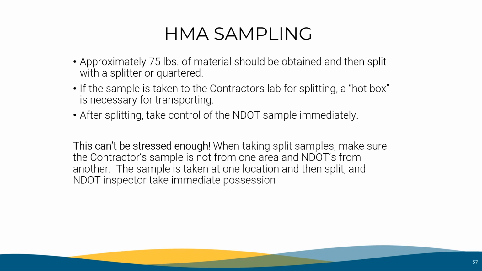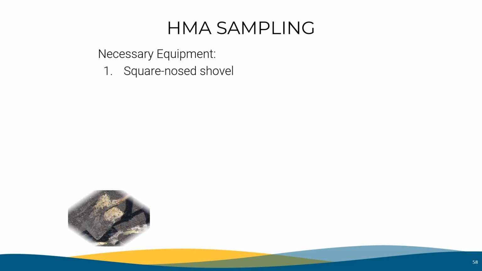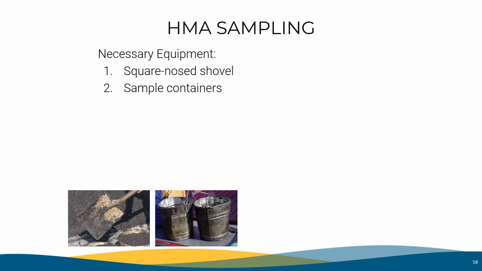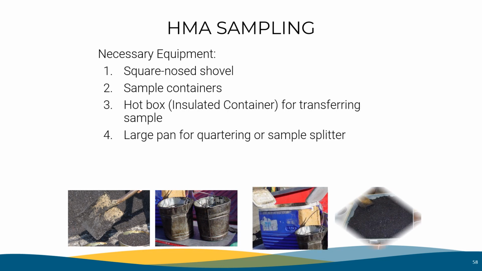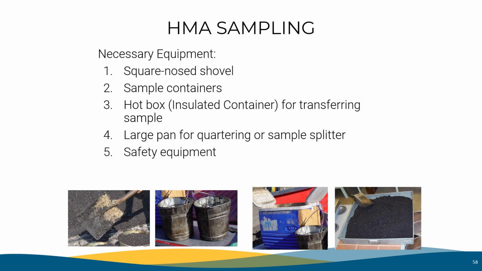When taking split samples, make sure that the contractor's sample is not from one area and NDOT's from another. They need to be the same material from the same location, and then take immediate custody of your split. The equipment needed for sampling hot mix asphalt is as follows: a square-nosed shovel, sample containers, hot box or insulated container for transferring samples, a large pan for quartering or a sample splitter, and safety equipment such as gloves.